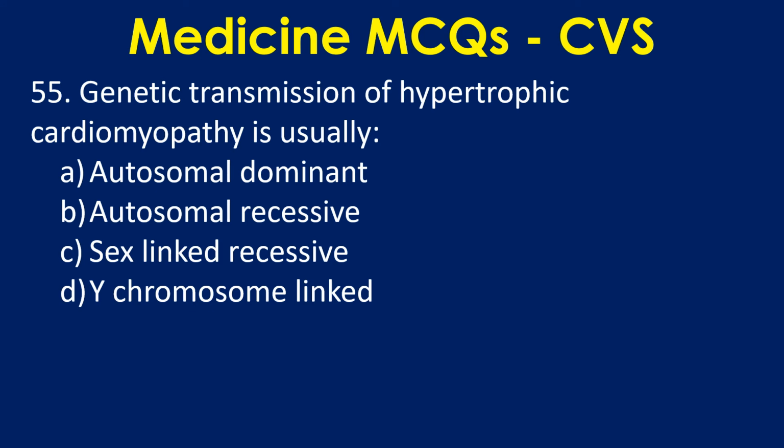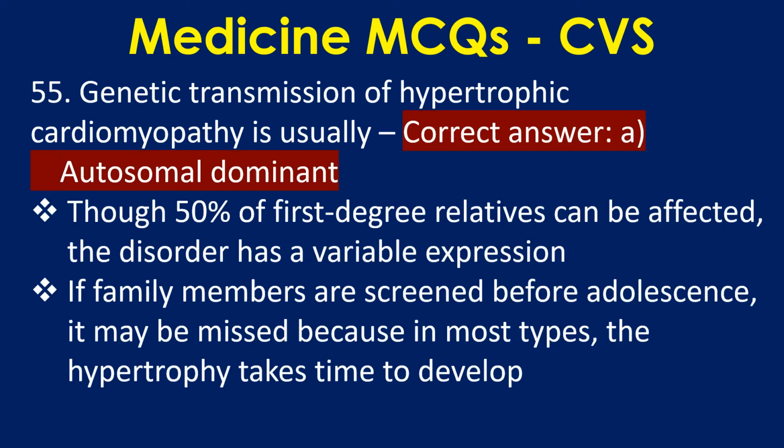Genetic transmission of hypertrophic cardiomyopathy is usually: A. Autosomal dominant, B. Autosomal recessive, C. Sex-linked recessive, D. Y chromosome linked. Correct answer A. Autosomal dominant.